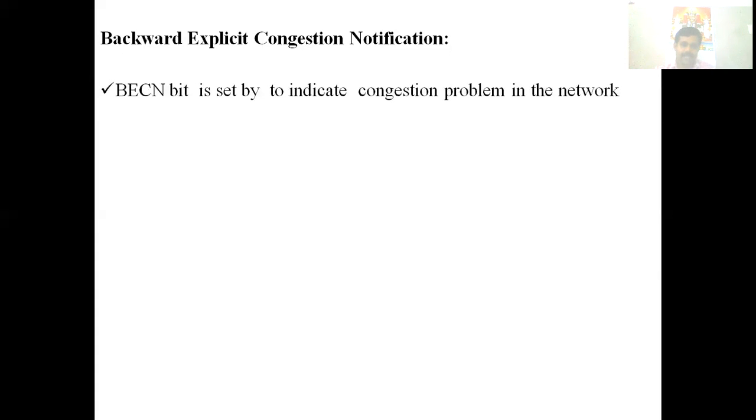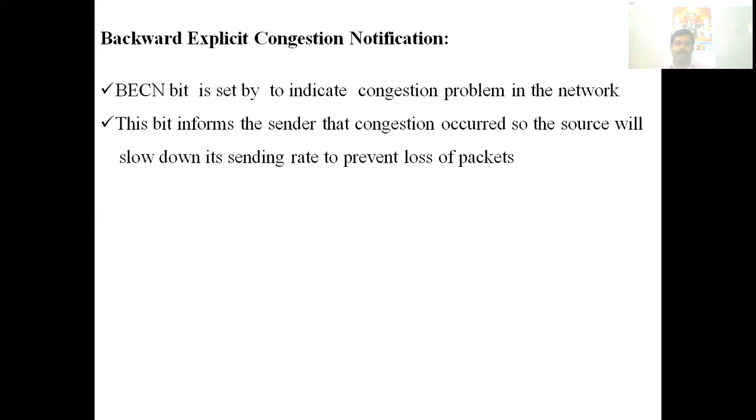Next, BECN, backward explicit congestion notification. This BECN bit is set to indicate a congestion problem in the network. This bit informs the sender that congestion has occurred. So the source will slow down its sending rate to prevent the loss of packets.